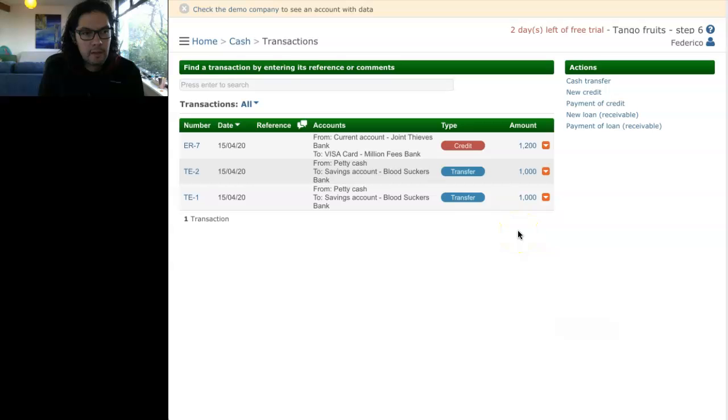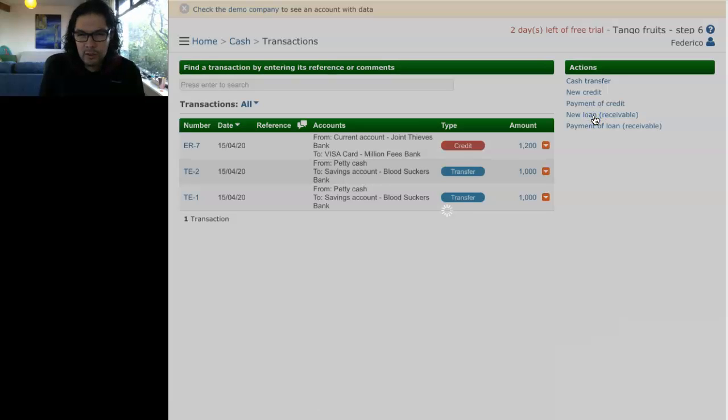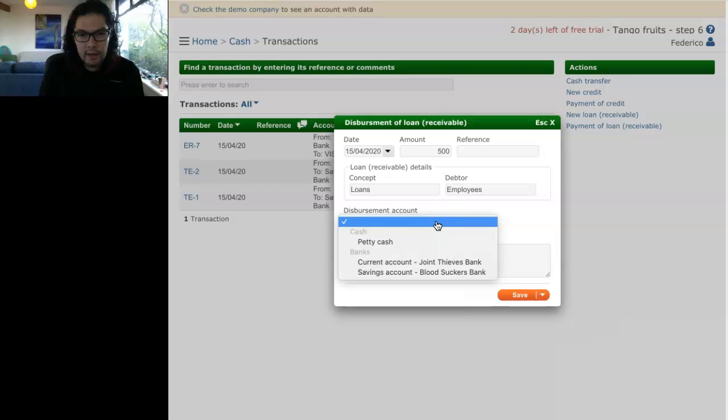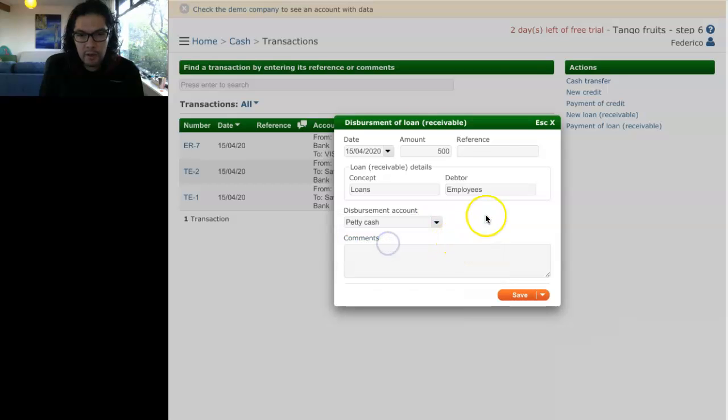All right, now let's do a new loan. So this is basically where we are lending money. We're going to lend 500, and I'm going to simply call it a loan, and the debtor is going to be employees. It's selected automatically because it was already in the system. This money came out of my petty cash. Save and close this window.